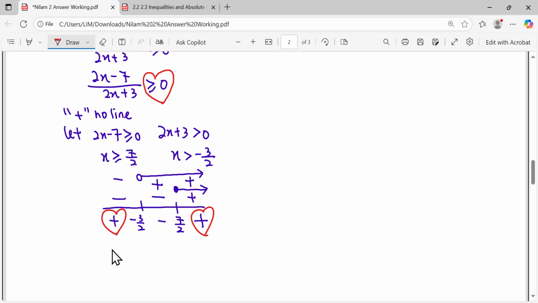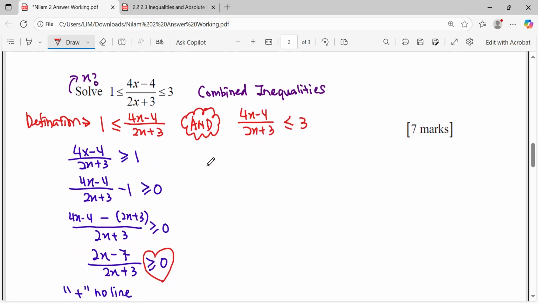So our answer for this will be negative infinity up to negative 3 over 2. You can see empty circle, so not included. Continue, we are using the symbol of union, but it doesn't mean anything here. This is the way we write the interval. Then 7 over 2, continue, positive infinity. Alright, so this is the answer from the first inequality here. Then we have to solve the second inequality.